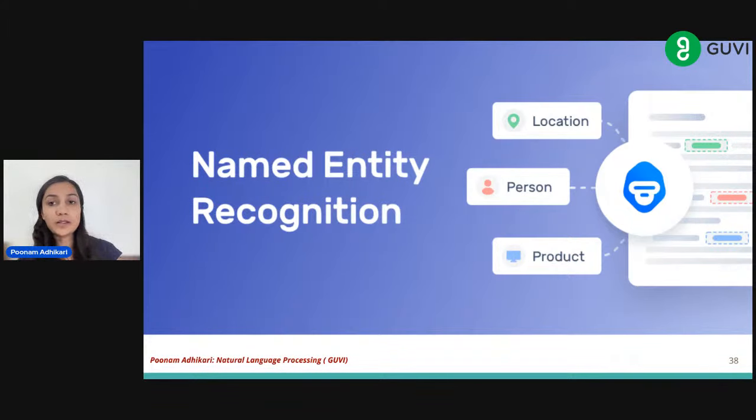In a newspaper article, can I identify which location has been mentioned by the user, or which person name has been mentioned in the text, or which product the people are mentioning, or which product is mentioned in the given article? Yes or no, right? That can be done with the help of named entity recognition.